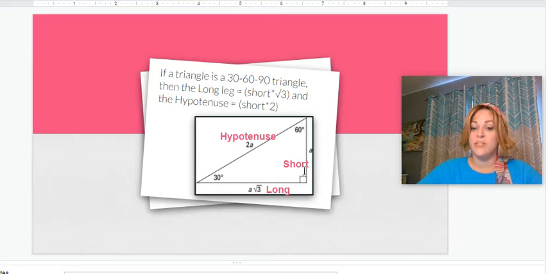Once you have the short side, to find the long, you just take whatever the short side is times square root of 3. So in this case, the short is A, so the long would be A times square root of 3. The hypotenuse is always 2 times the short side. So again, the short is A, so the hypotenuse is 2 times that short side.